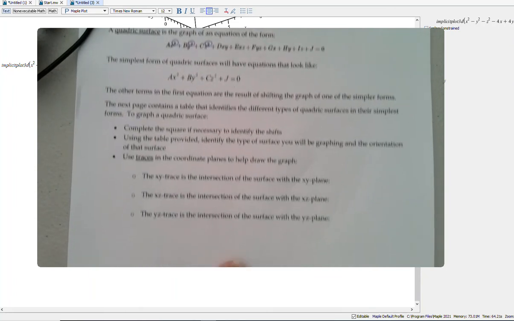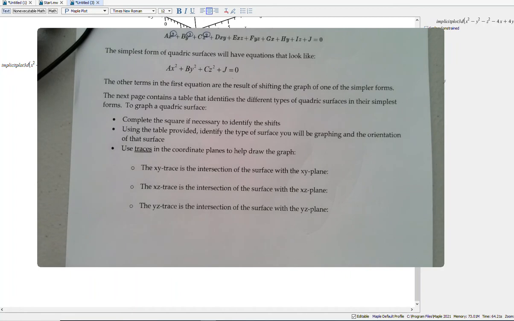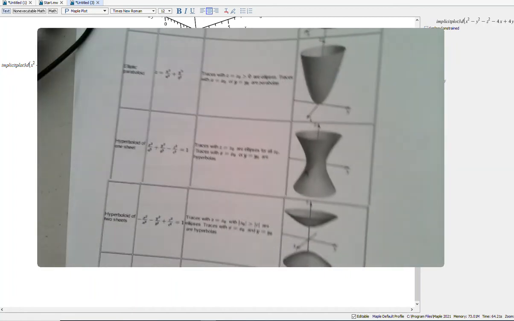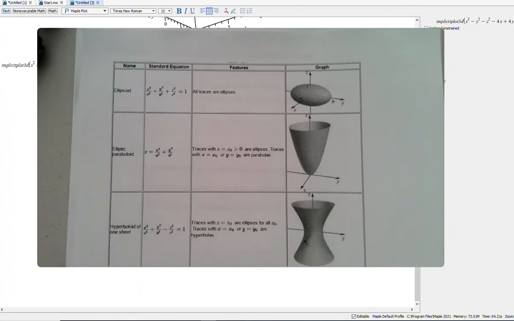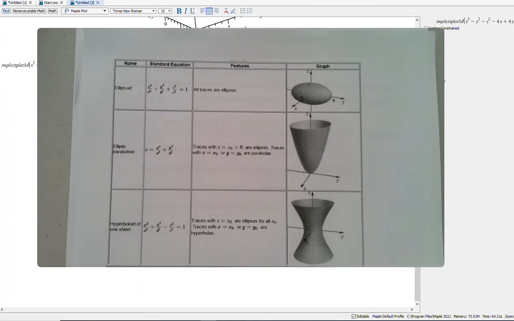You have on the next page a table, looks something like this. You'll note that this is also in your formulas packet that you'll be able to use come midterm time. And we're going to be basing our graphs here on the equations and the graphs that are in the sheet, so I'll be referring to this quite a bit.